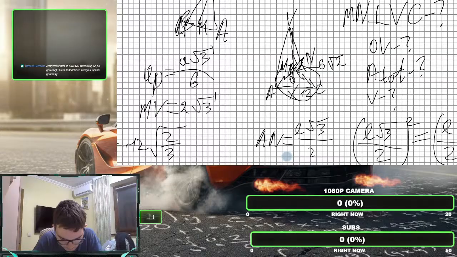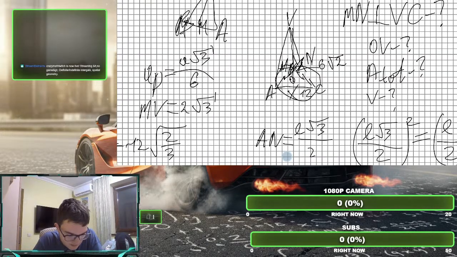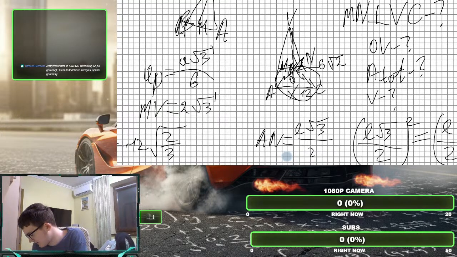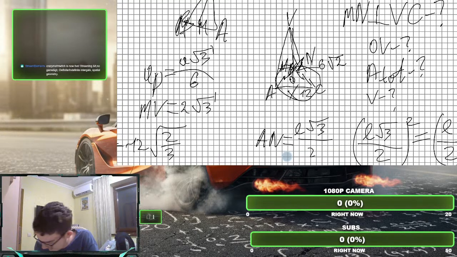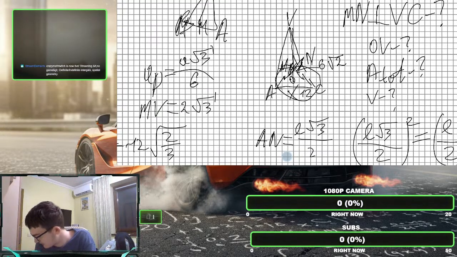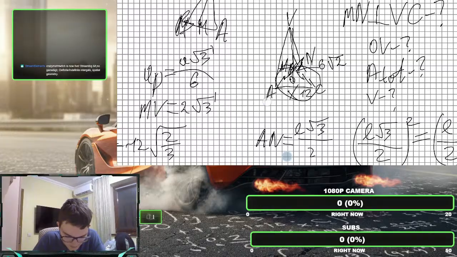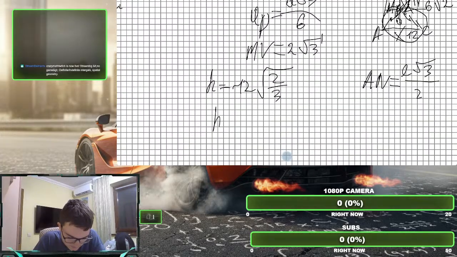Circle. And the height of a base is a formula, of course. How can you not know that? Fucking bullshit. Height of a base. That's a formula. Yeah, it's this one.